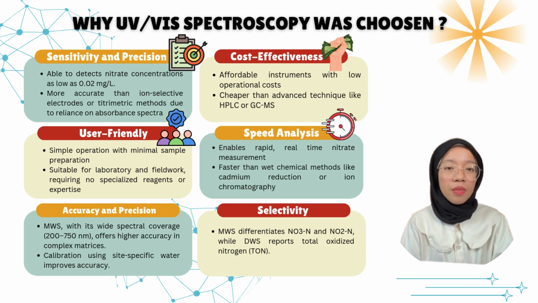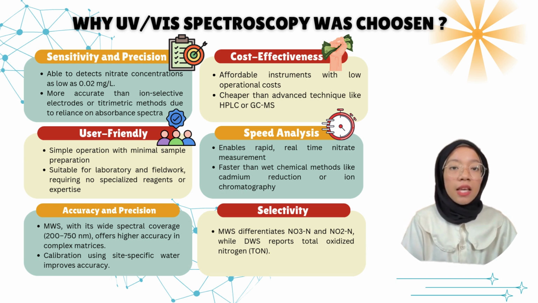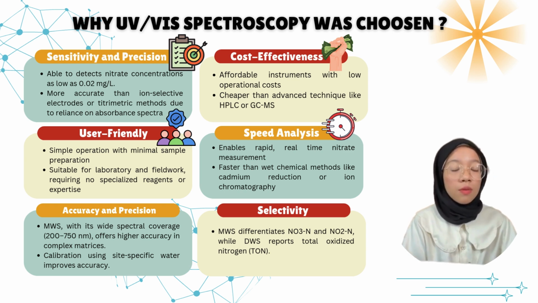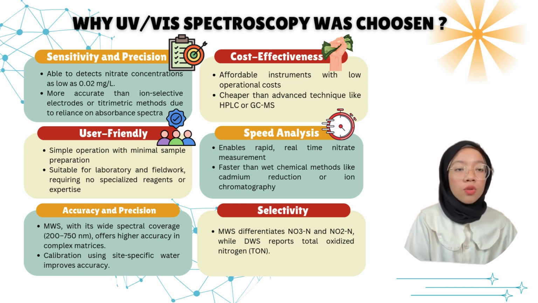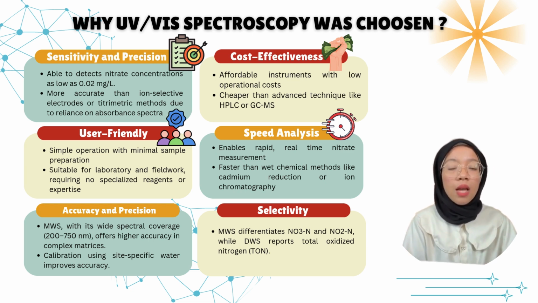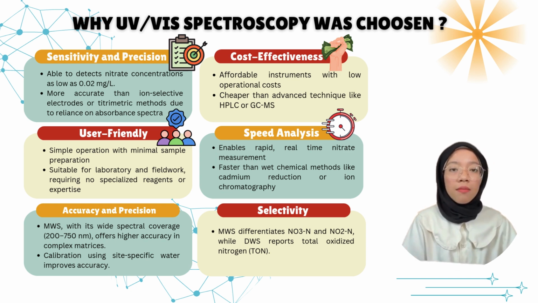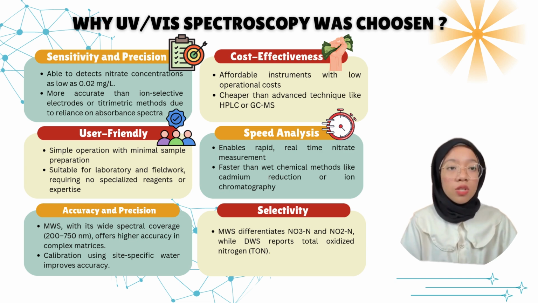when needed. This method excels in accuracy and precision, particularly when using instruments like the multi-wavelength spectrometer, which has a broad spectral range from 200 to 750 nanometers. Calibration with site-specific water samples further enhances the accuracy of nitrate measurements, making it a robust tool for complex water matrices. Finally, UV visible spectroscopy offers high selectivity.